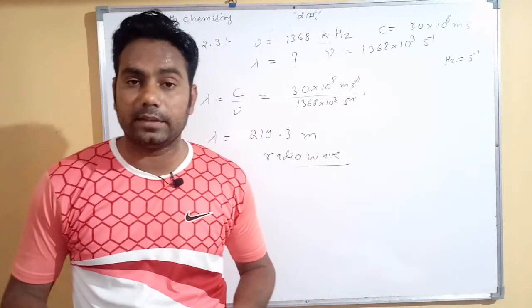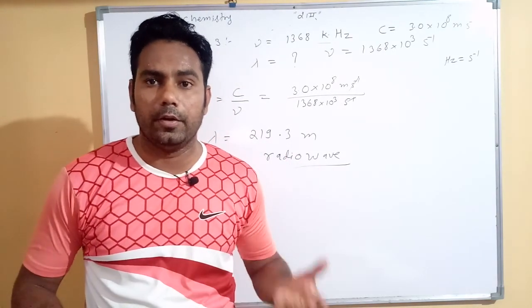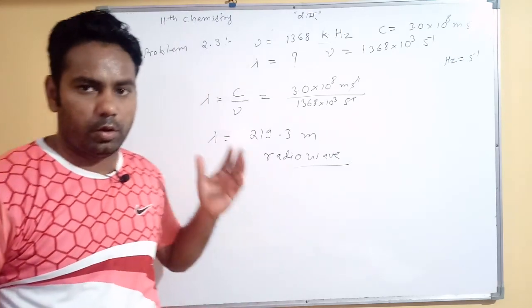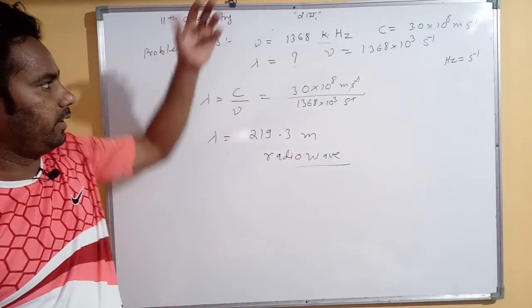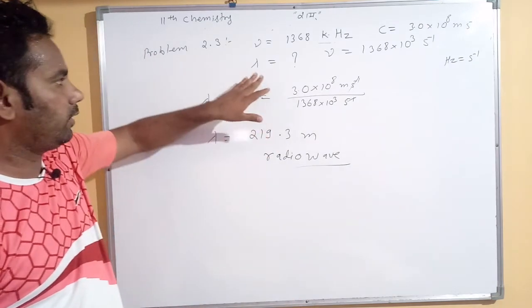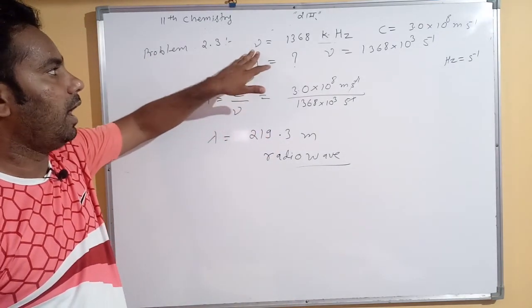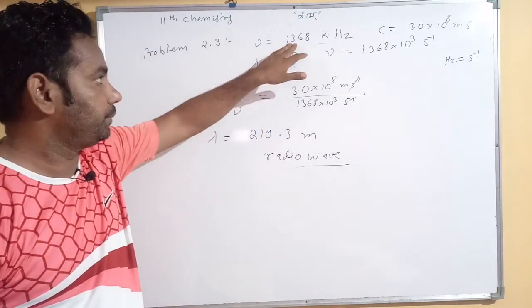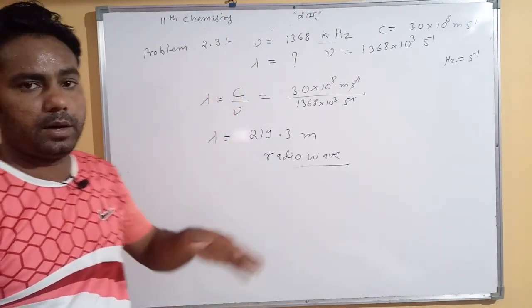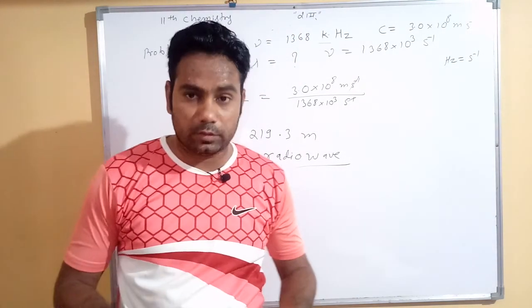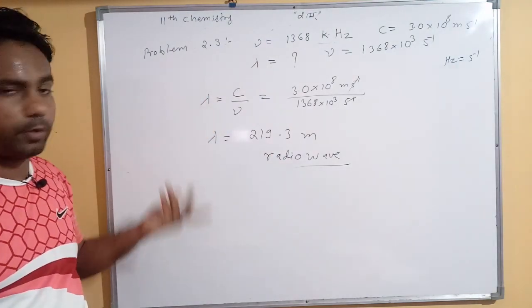Some more examples are there: problems 2.4, 2.5. You also solve all the problems. In our numericals, lambda values are given and we are asked about the frequency. So you put in this formula, and there are some more formulas, but most of the time we use only this formula.